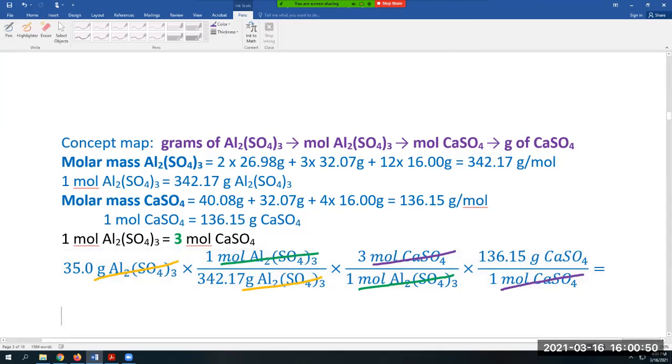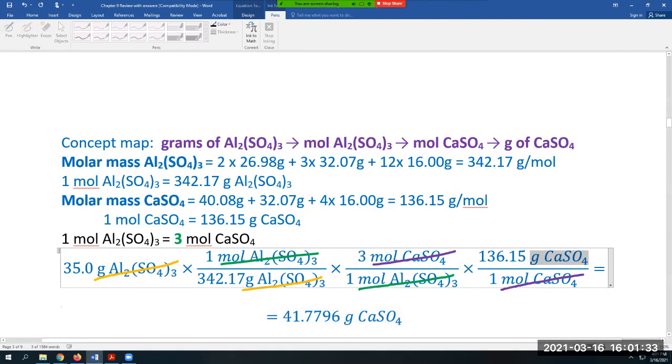So in the calculator, you do 35.0. I multiply all numerators together first. So times 3 moles of calcium sulfate times 136.15 grams of calcium sulfate. Divided, and there is only one denominator here worth typing, so divided by 342.17 grams of aluminum sulfate. The calculator answer is 41.7796, etc. And that's units of grams of calcium sulfate, right? The unit that is left over.